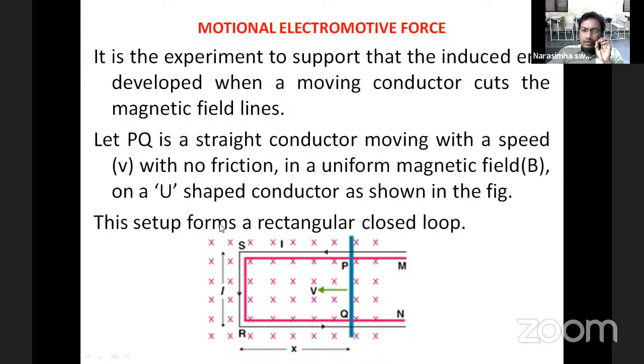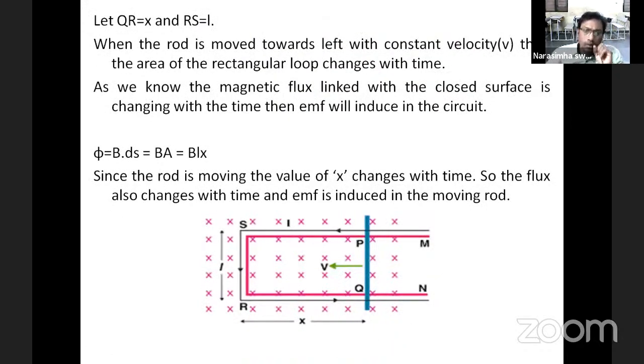Now this setup forms a rectangular closed loop because altogether it is a metal, so conductors, then it is a closed loop. Okay, now look at this. Observe the diagram. QR is horizontal; let us take QR as x and RS as L. The product of these two gives the area of this rectangle.